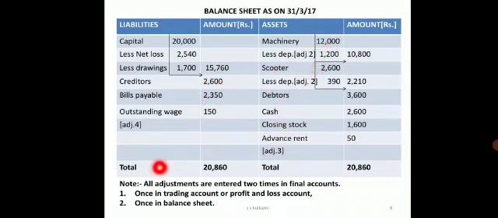So remember, whenever financial statements are prepared, all adjustments are entered twice in financial statements, once in profit and loss account or trading account and the second time in balance sheet. Second note, all direct entries are entered in trading account, all indirect entries are entered in profit and loss account, all assets and liabilities to be entered in the balance sheet.